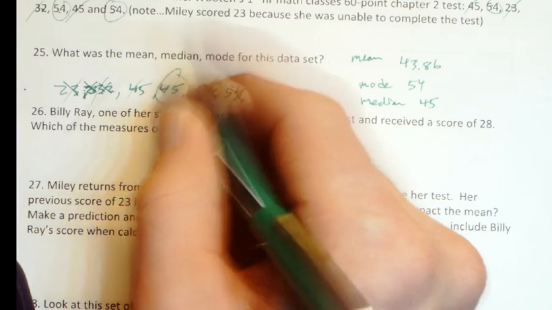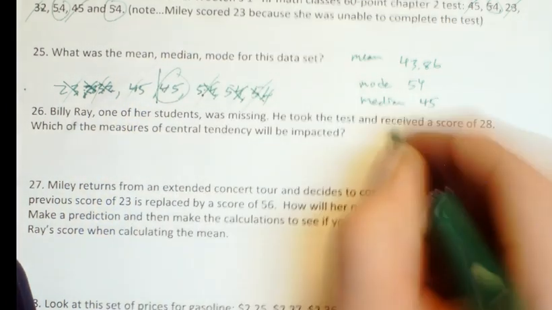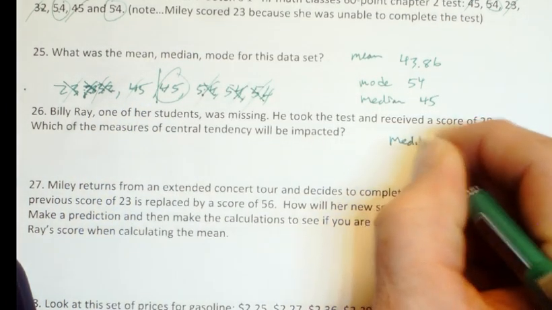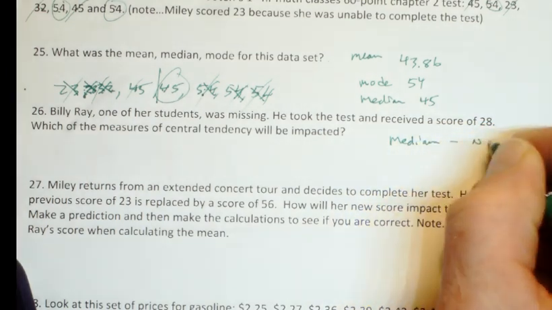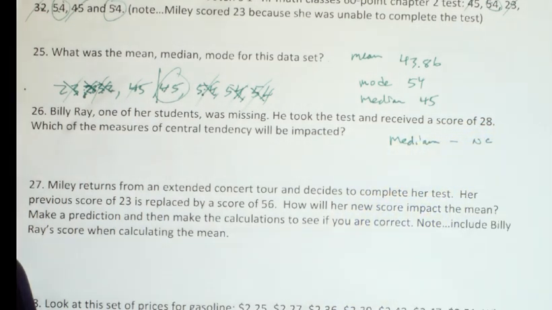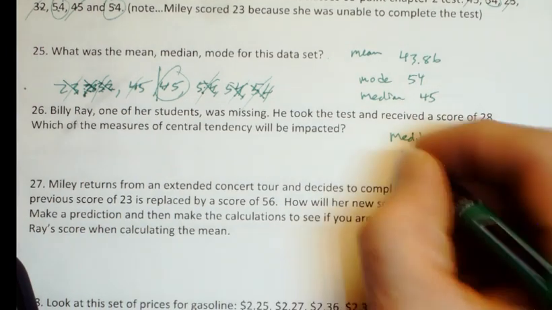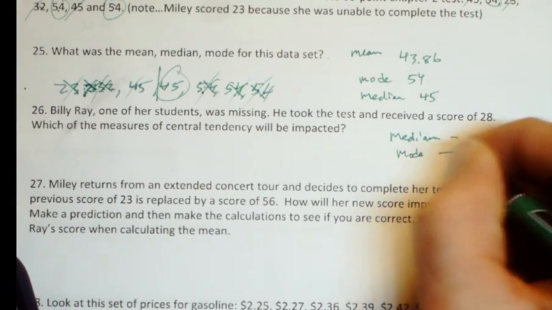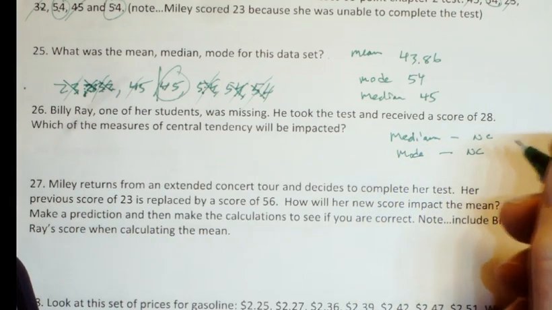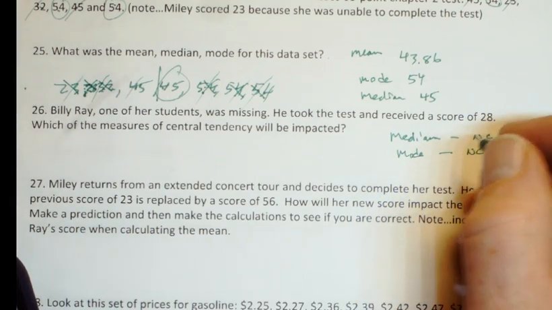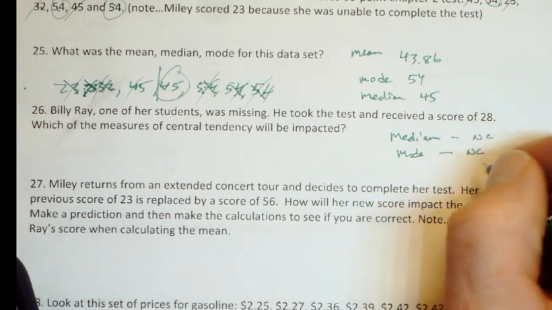We still got 2 45s left, so the median isn't going to be impacted. No change. I'm just going to put NC for no change. The mode isn't going to be impacted. No change, because he didn't get the mode and there is no other 28, so now it's not going to be bimodal or anything like that. So no change to the mode.